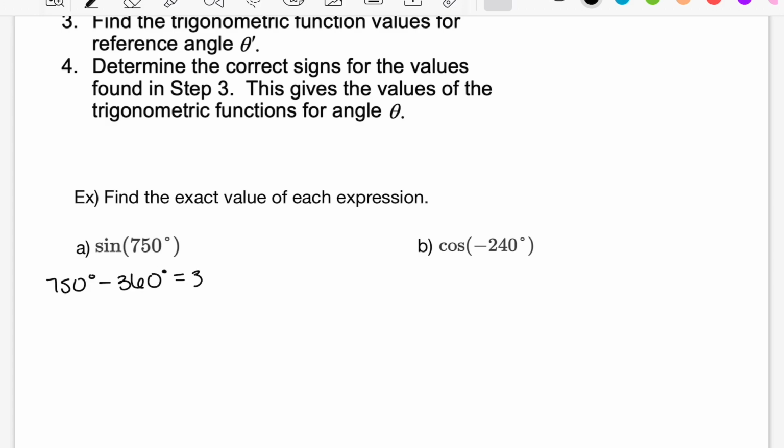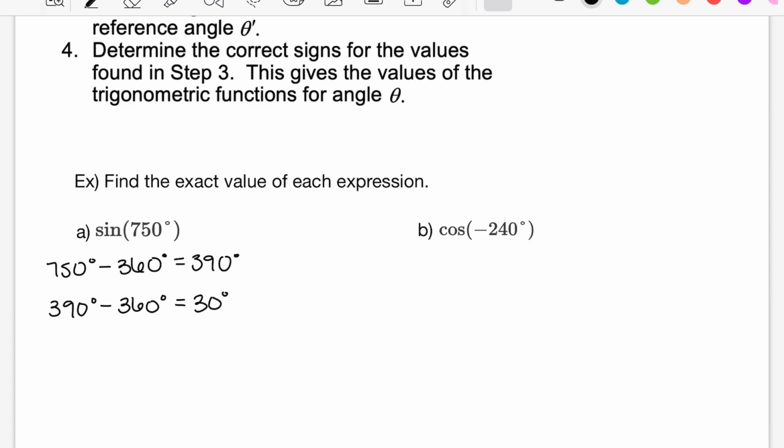Subtracting these, we'll get 390 degrees. Now, this angle still is not between 0 and 360 degrees, so that's fine. We'll just subtract out another rotation. Doing so, we'll get 30 degrees.